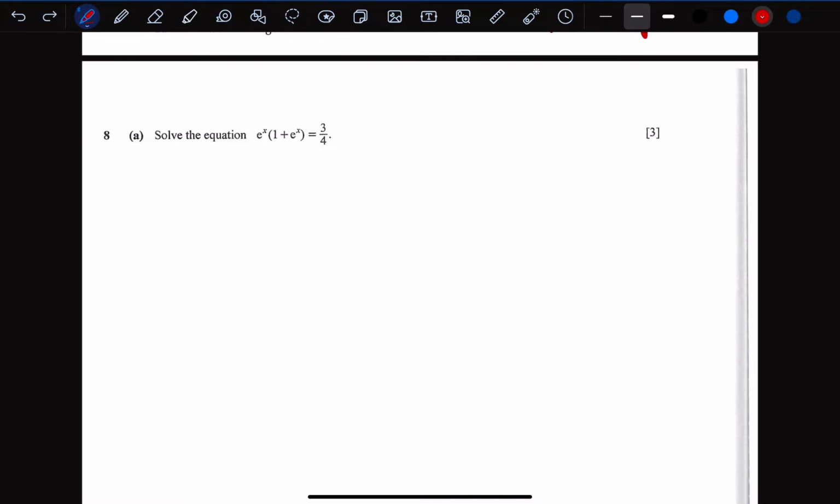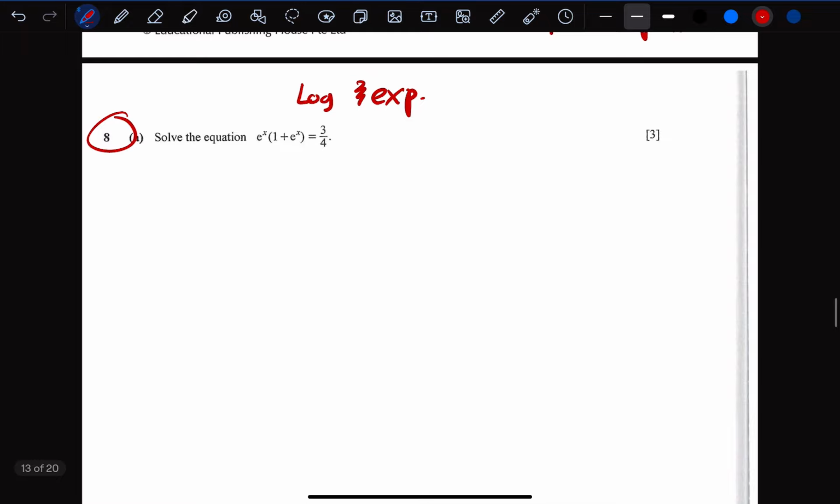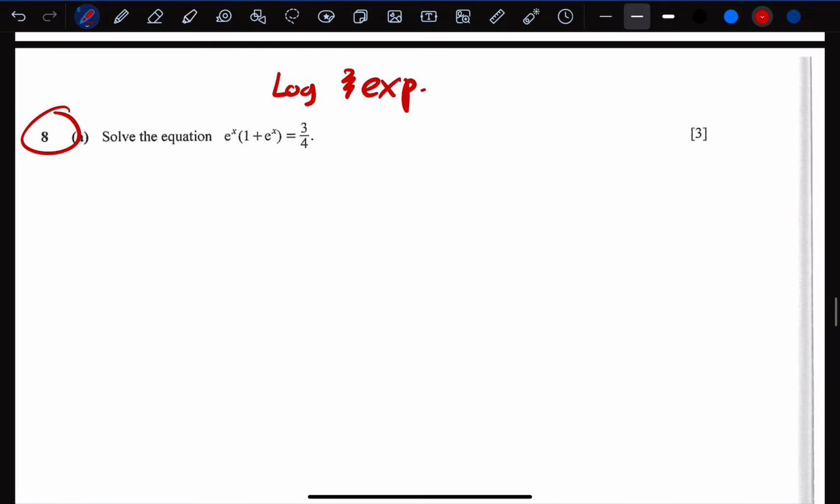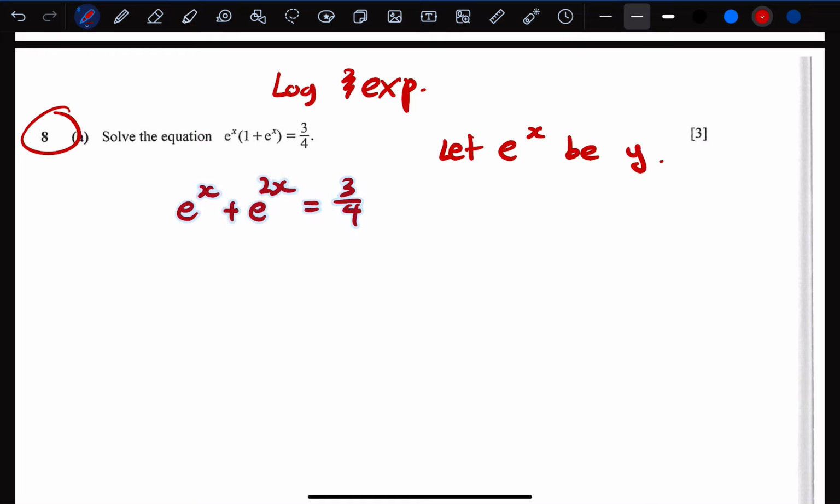Okay, so this is the 2020 paper 2, question 8 on logarithms and exponents, right? So question 8a, solve the equation of this. So very easily, you can just multiply it in, right? And if you can't see it as a quadratic equation immediately, it is perfectly fine to just let e to the power of x be another algebra, for instance, y.